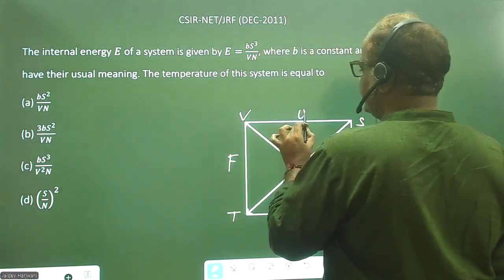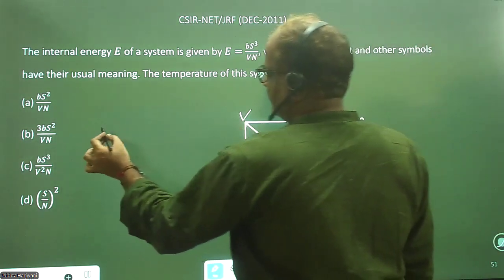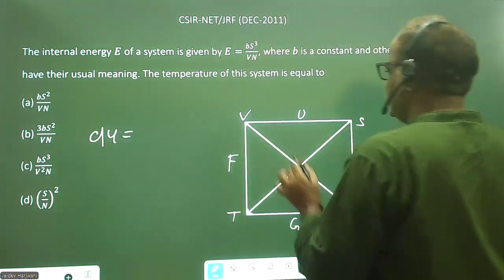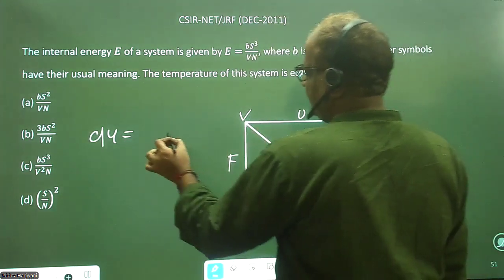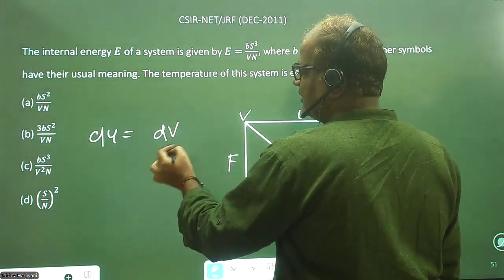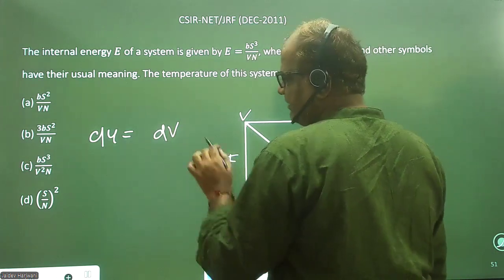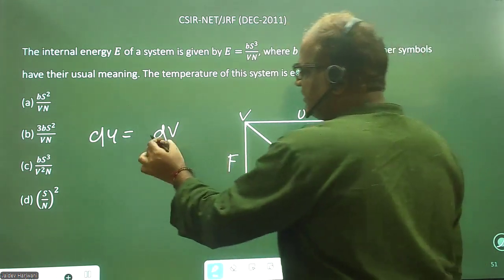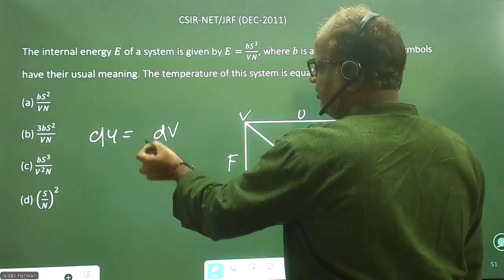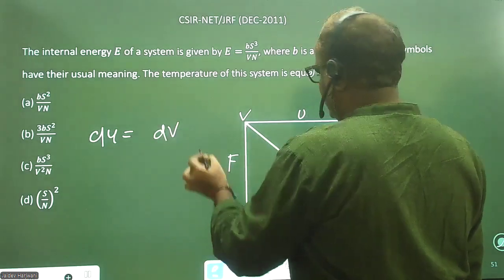Because on both sides of the U, you have V and S. So I will write dU, and now I have S and V, which means this will be dV. And now you have to write the conjugate variable. A conjugate variable is a variable which gives the dimension of work or energy. So of course we have to multiply this by P.